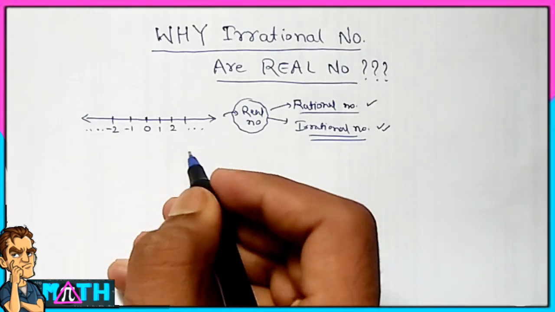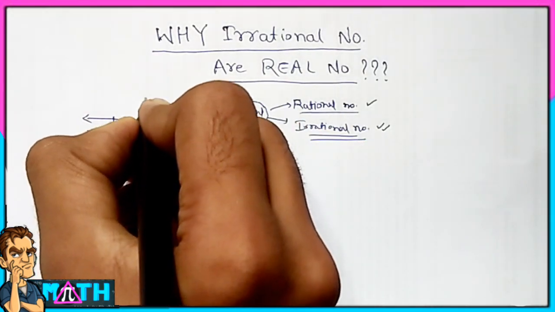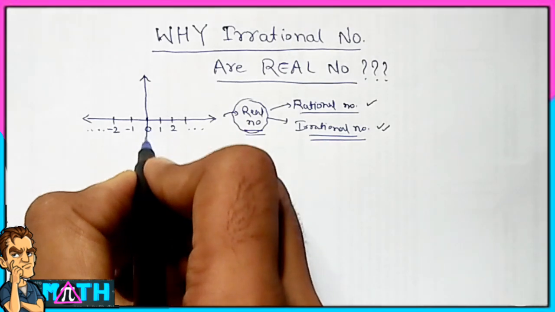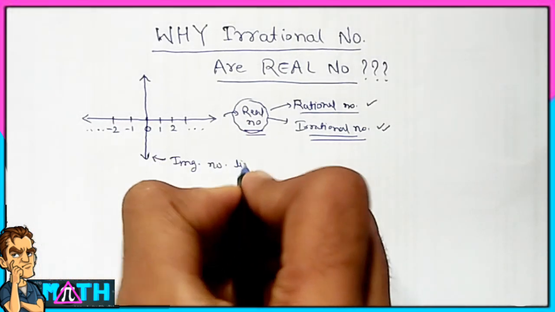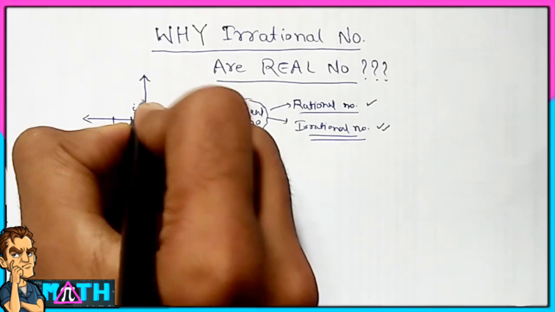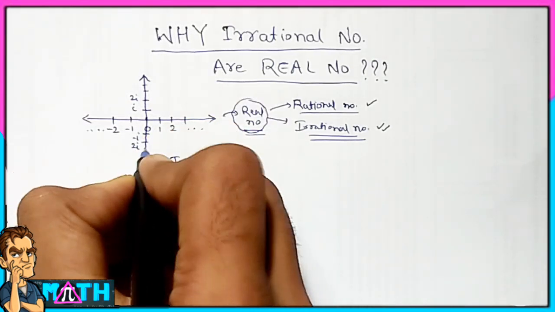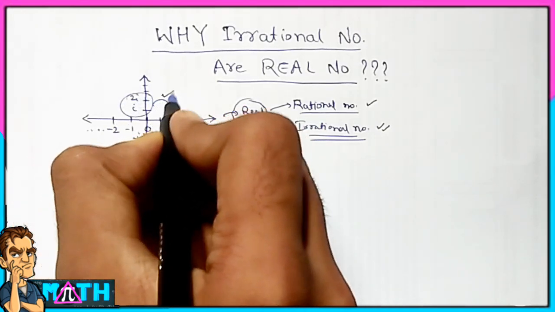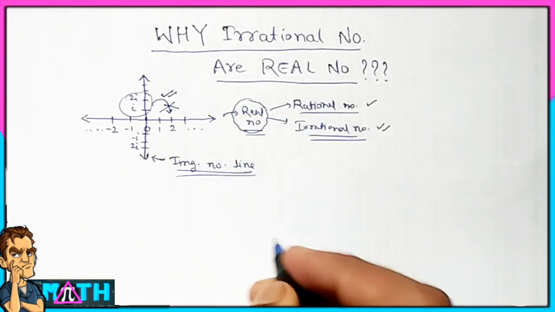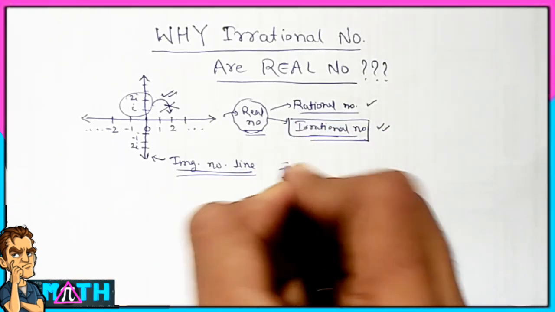Now the question arises, are there any other numbers besides real numbers? Yes, that is imaginary numbers. Here this line is the imaginary number line, and you can't plot imaginary numbers like iota, 2 iota, and so on in the real number line. Therefore this is a separate number line or separate coordinate axis. We will discuss this in a separate video because this is a separate topic.